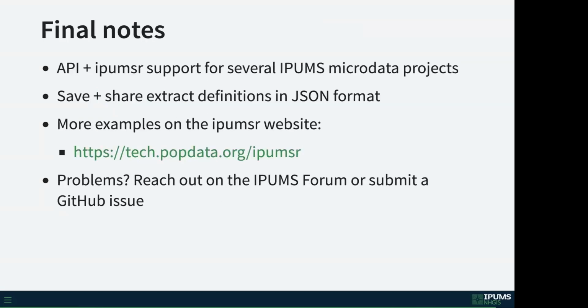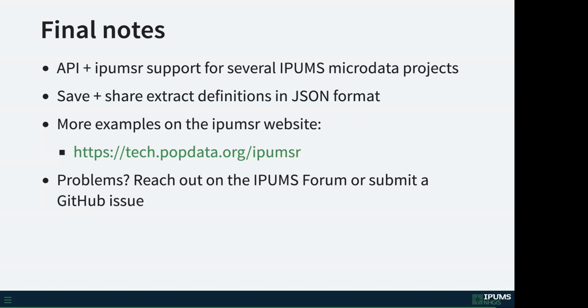And some last notes, the API and IPUMS do support several microdata projects as well. I've focused on NHGIS, of course, but we do also support USA, CPS, and international. So if you also work with some of those projects, you may be interested to explore that. In general, the workflow is largely the same. You still define, submit, and download your extract in the same way. The main difference is when you define an extract, there's different options available because of the different nature of those data products. So you'll have to look in the documentation for that, but you should be able to get started based on some of the stuff I've introduced today.